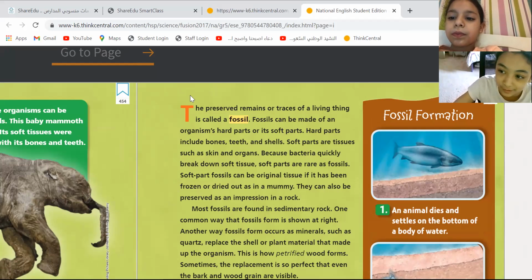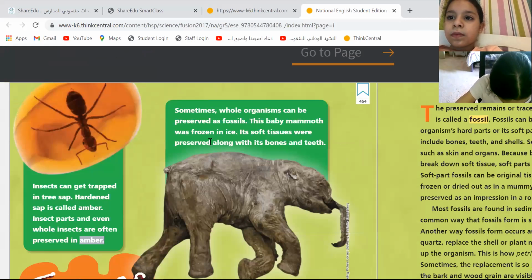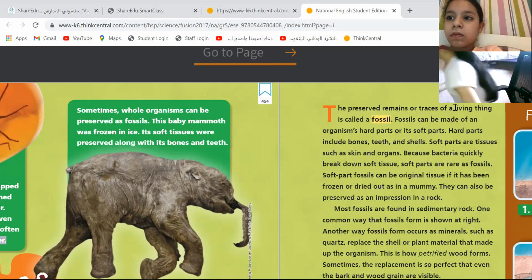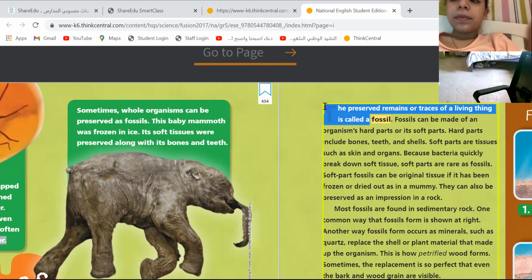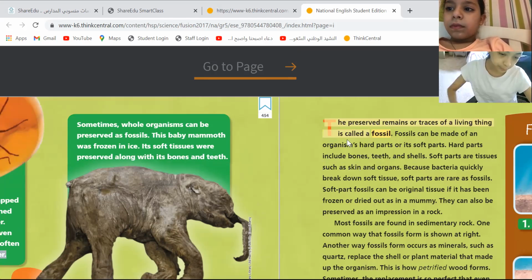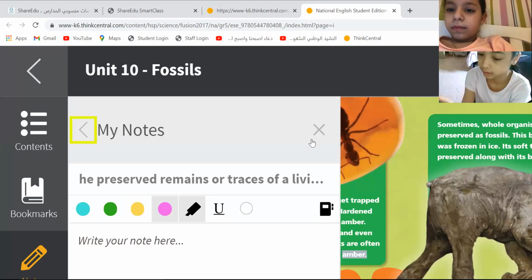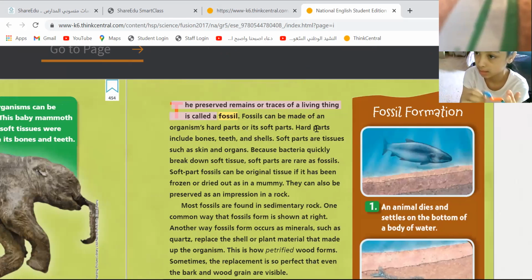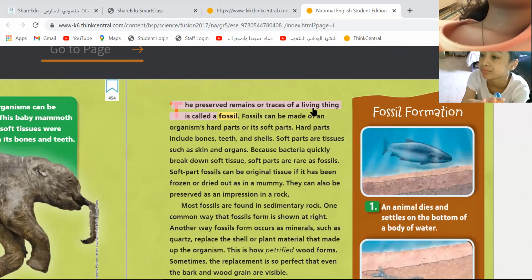Okay. So after learning all about them, the most common word we saw in each example is preserved. The preserved remains or trace of a living thing, what do we call it? A fossil. Excellent. Please underline the definition of fossil. It is the preserved remains or trace of a living thing.